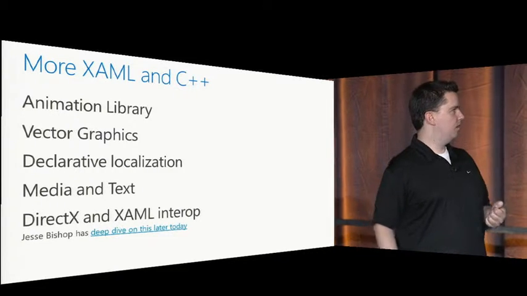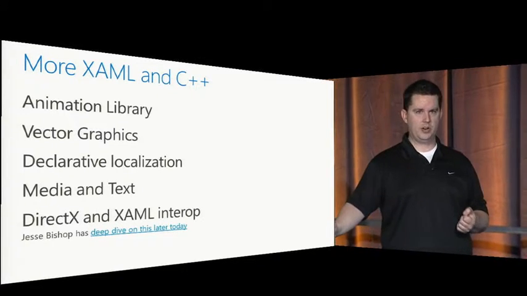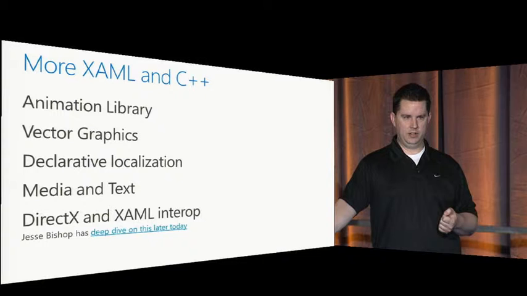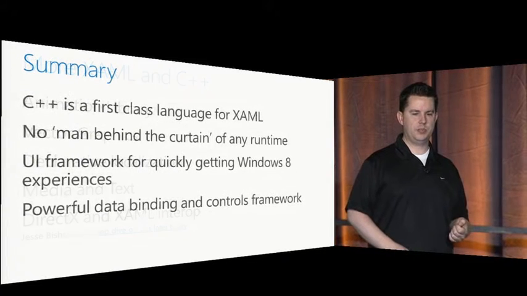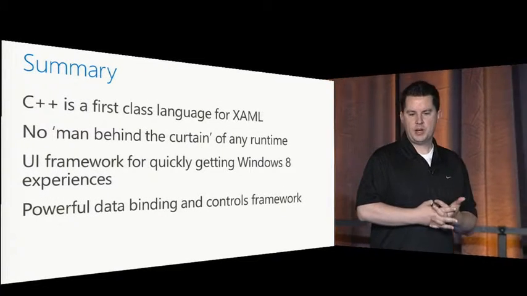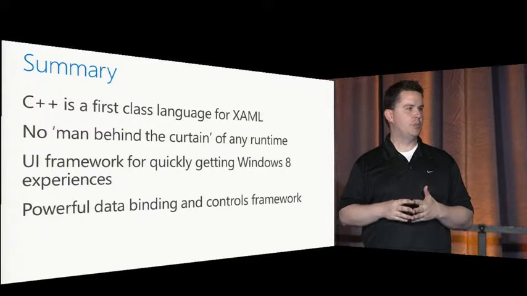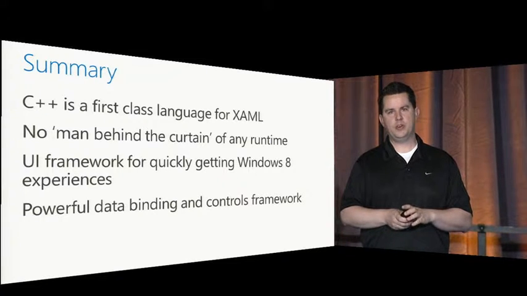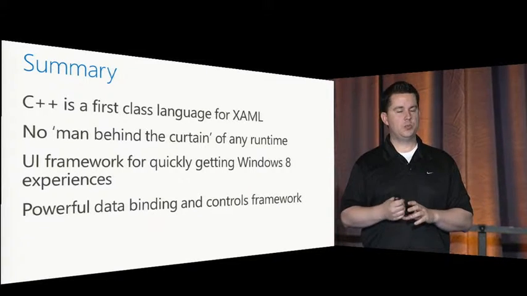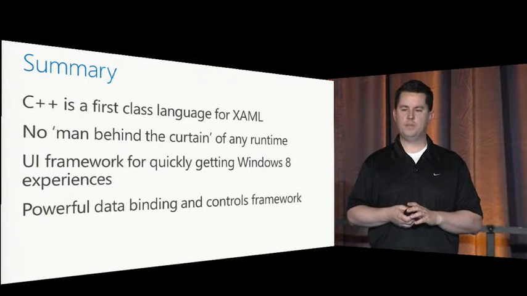And again, our huge feature around this release has been the DirectX and XAML interop, and Jesse's going to cover that later today. And I've kept a link in this deck, for if anyone downloads it later, that will go directly to his presentation. So just to sum up, C++ is a first-class language for us in XAML. There's no broker in between when you're using C++ and XAML. There's no CLR bootstrap that you're pulling in. It is WinRT, and when you're using C++, you are writing native code against native code.